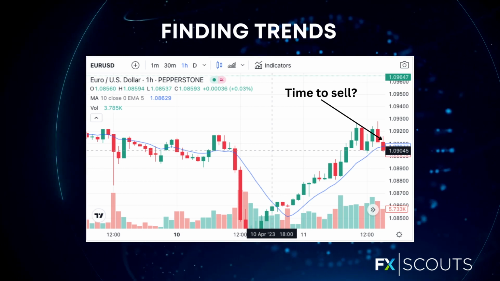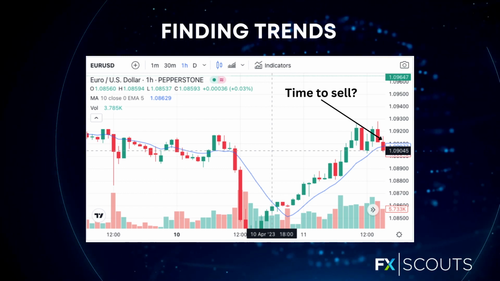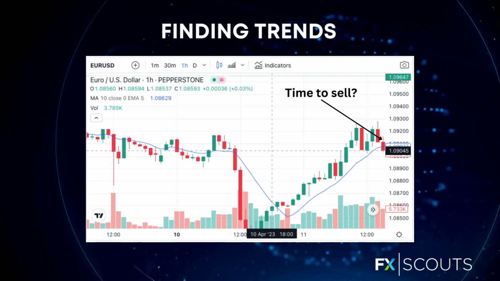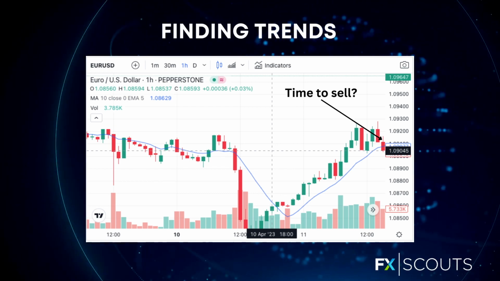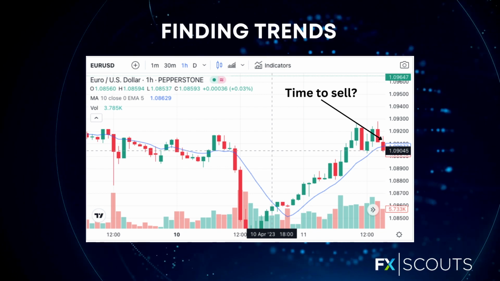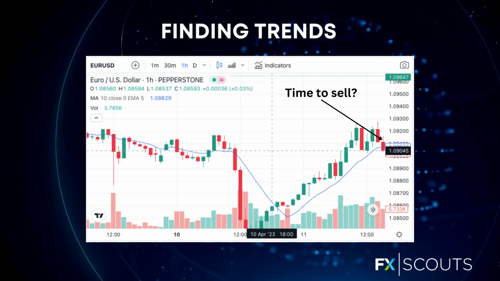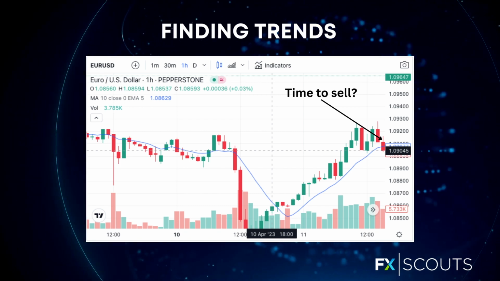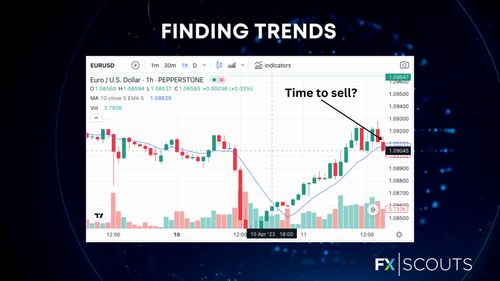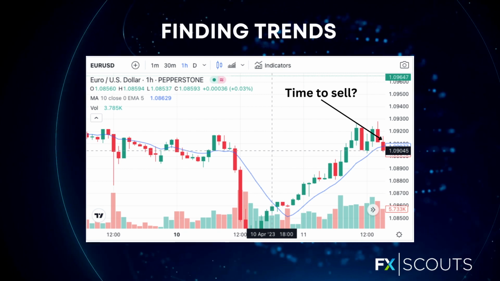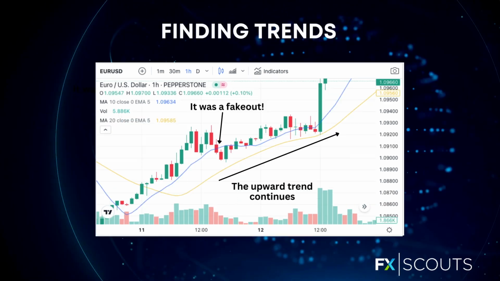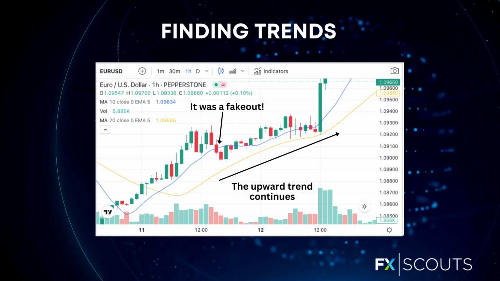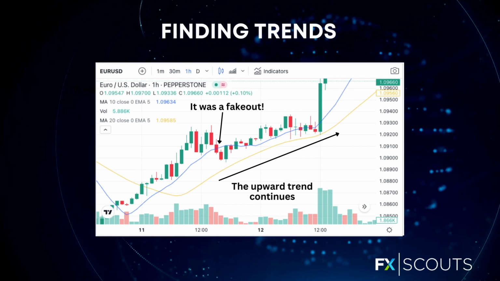Let's say that the Euro USD has been in an uptrend, but a news report comes out causing it to surge lower. You see that the price is now below the moving average. You think to yourself, it looks like this pair is about to shift in direction. Time to sell. So you do just that. You sell because you're confident that the Euro USD is going down. As it turned out, traders just reacted to the news, but the trend continued and the price kept heading higher. This is known as a fake out.